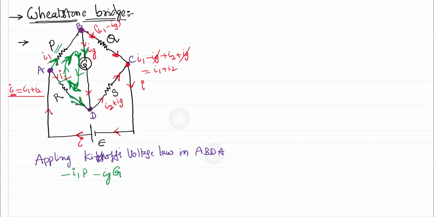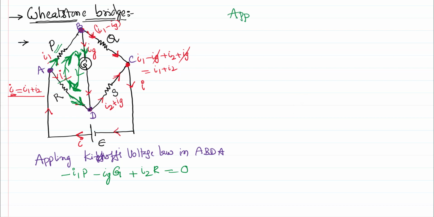So it is positive because our considered direction is opposite to the direction of the current flowing. So plus I2 into R equal to 0. That's the algebraic sum of the potential drops in any closed circuit equal to 0. We shall do the same for the other loop. What is the other loop?